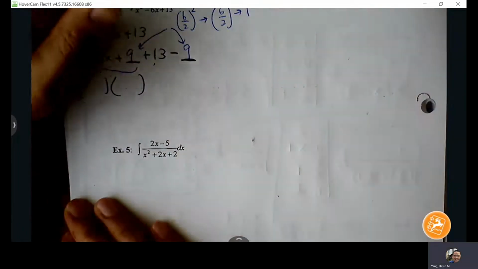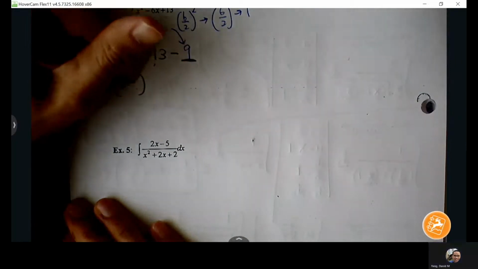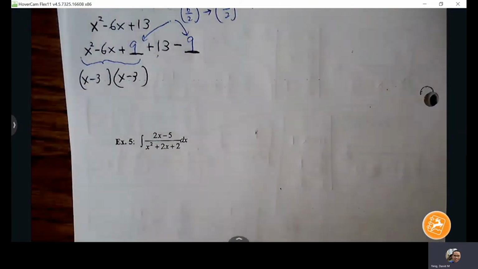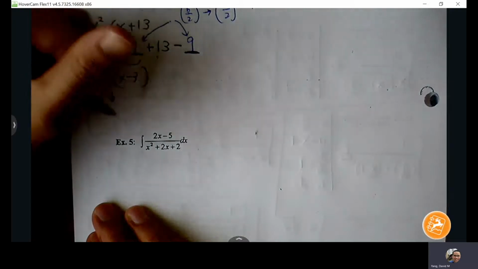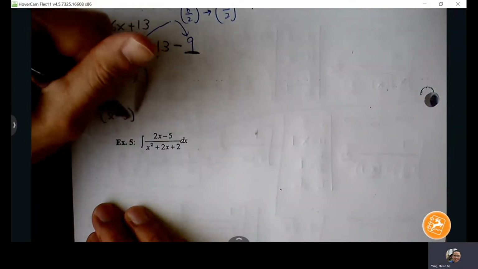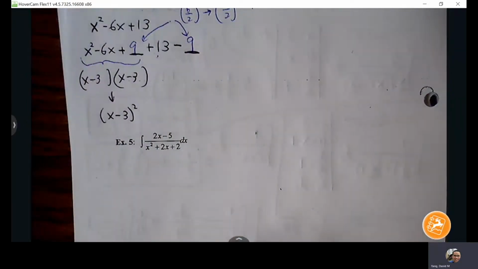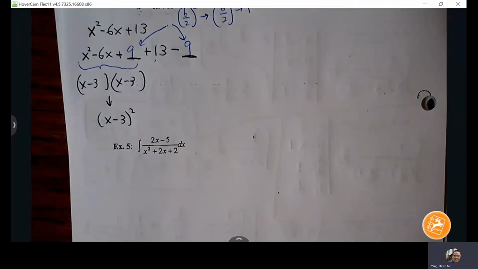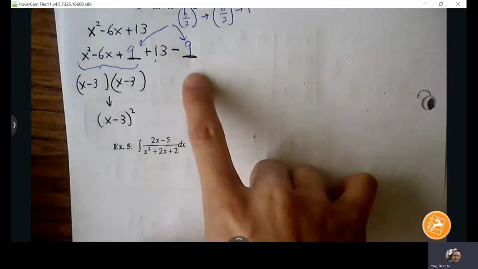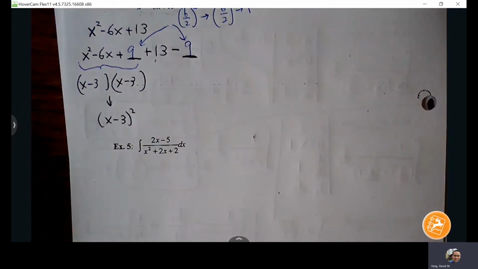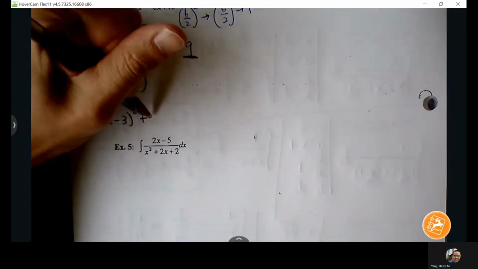Yeah, negative 3, negative 3. And they should always be duplicates because the point is that we want to write this as a binomial squared. Now we're able to have a path towards getting to our u value, okay? And then the constant, we just merge those together. What's 13 minus 9? 4. Okay, so now let's reset.